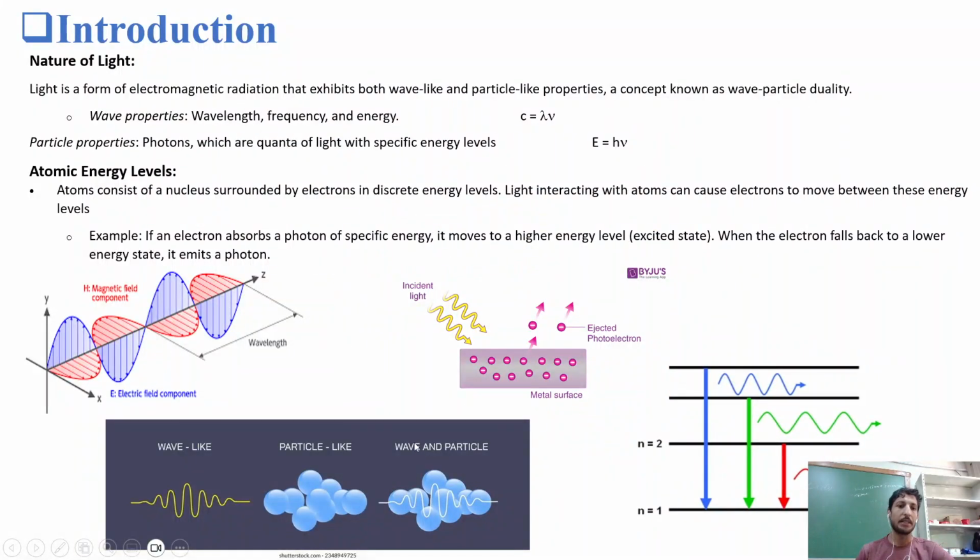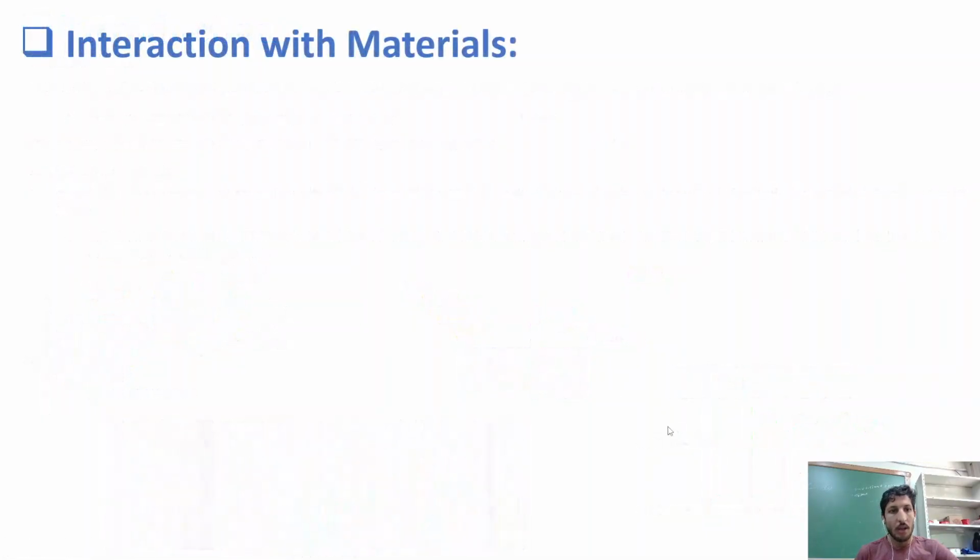If we talk about the atomic energy level, as we already know, an atom consists of a nucleus surrounded by electrons in discrete energy levels. Light interacting with an atom can cause electrons to move between these energy levels. For example, if an electron absorbs a photon of specific energy, it moves to a higher energy level, which is called the excited state, and when the electron falls back to a lower energy state, it emits a photon, as we can see here. So now my focus was the interaction with material.